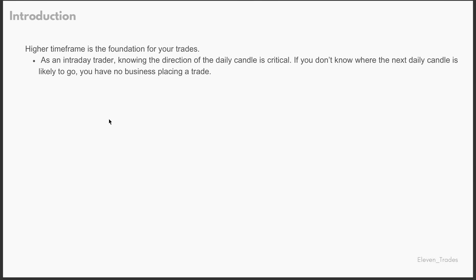Now the introduction. As you have seen in my previous video, as an intraday trader, we should know the direction of the next daily candle. It is very important, because if we don't know where the daily candle is going towards, then why are we trading the lower time frames? You have to know the direction of the daily candle. Otherwise, you have no business placing a trade.